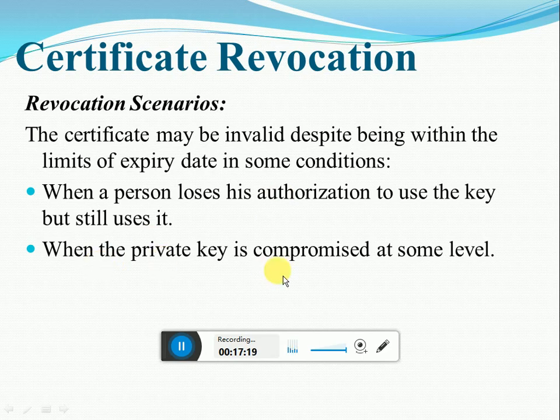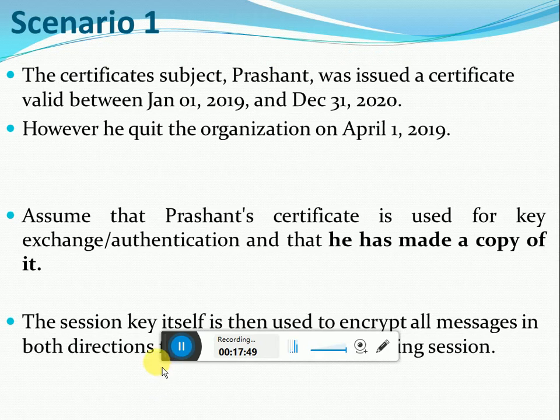The second situation is when the private key is compromised at some level. So these are the two different situations where a certificate revocation happens before the expiry date. To understand these things, we'll consider two different scenarios and discuss these two revocations.